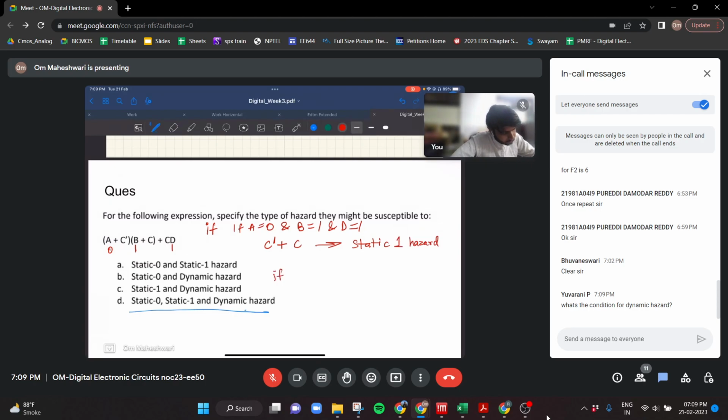If, let's say, a is 0, b is 0 and d is also 0, then we will get c bar into c, that is static 0 hazard.